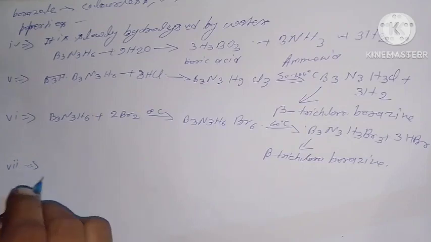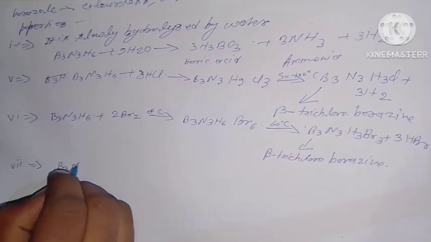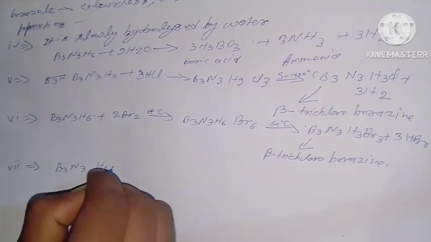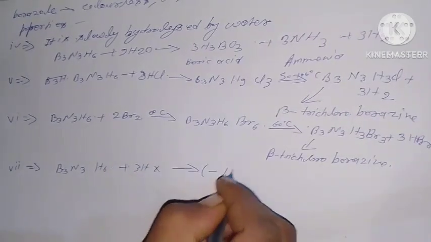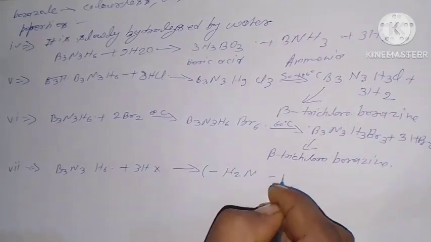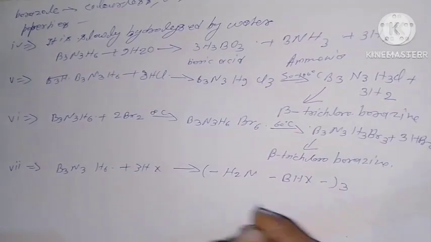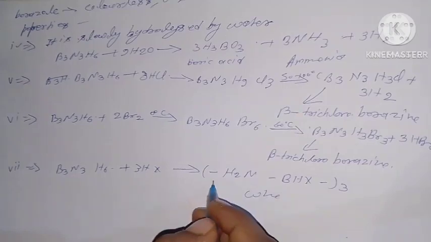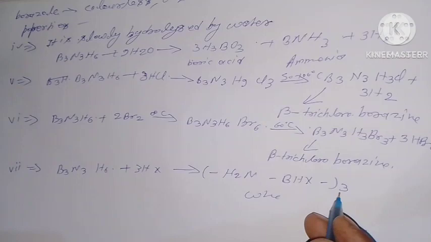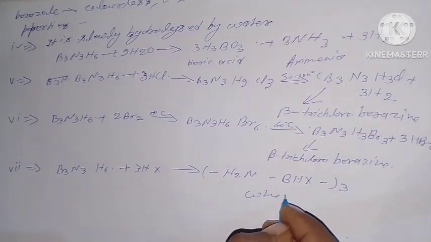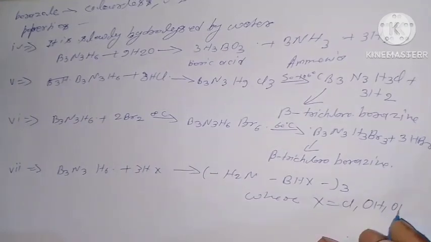7th point. Borazine undergoes addition reaction. B3N3H6 plus 3HX makes [H2N-BHX]3, where X equals chlorine OR.